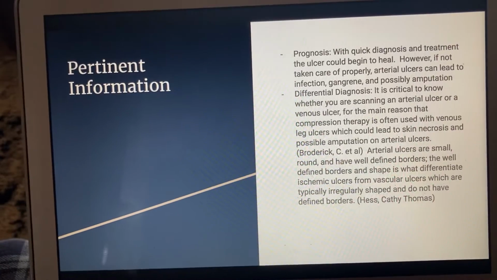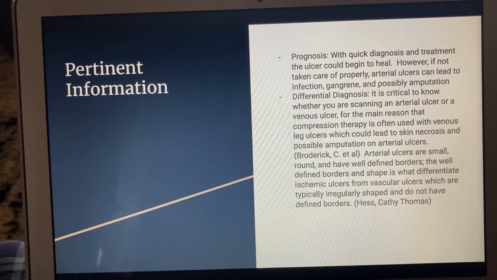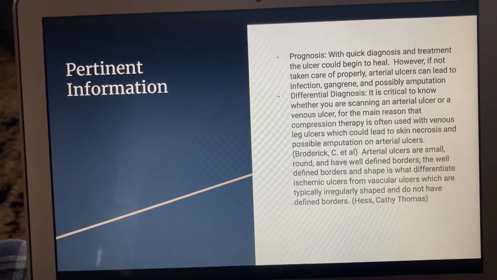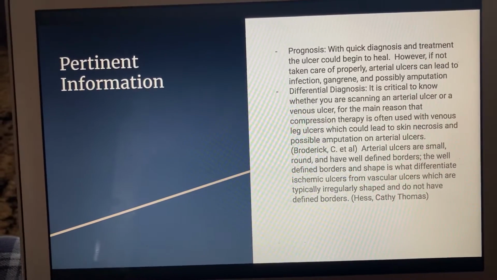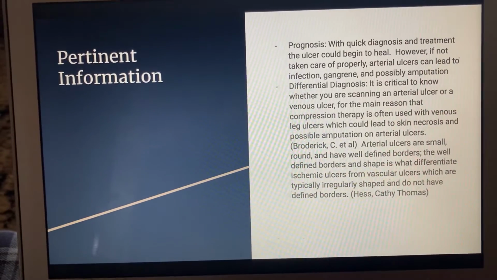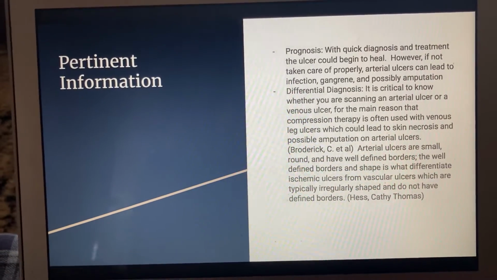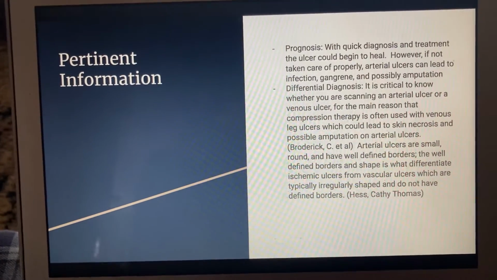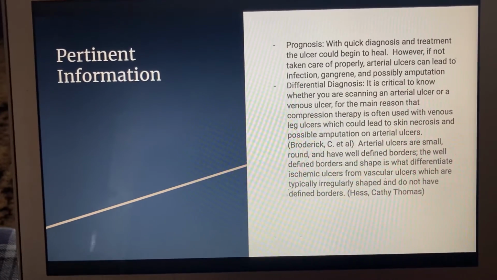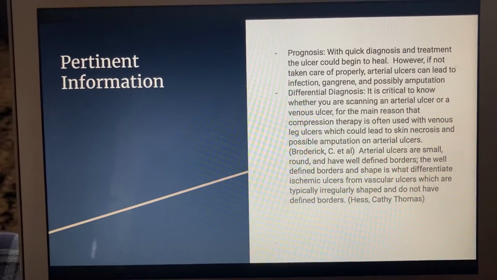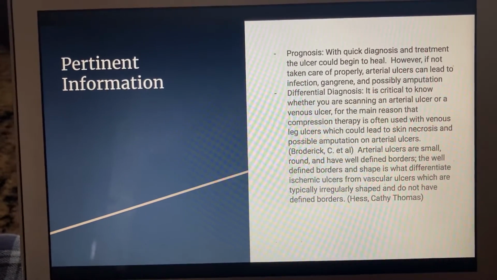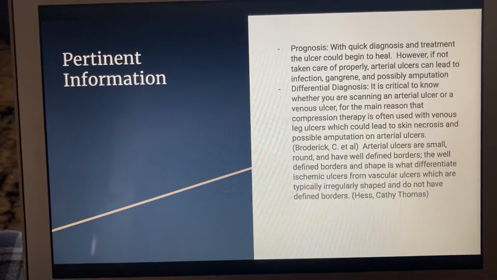The differential diagnosis of an arterial ulcer: it's important to know whether you're scanning and diagnosing an arterial ulcer or a venous ulcer, for the main reason that compression therapy is what's often used for venous leg ulcers, which could lead to skin necrosis and possible amputation on arterial ulcers. Arterial ulcers are small, round, and have well-defined borders and shape, which differentiates ischemic ulcers from venous ulcers, which are typically irregularly shaped and do not have defined borders.